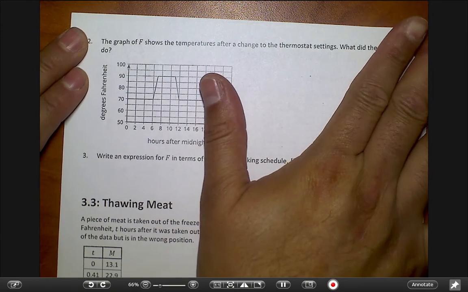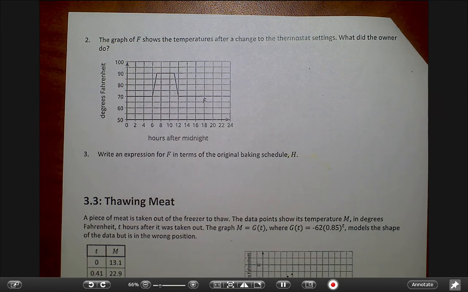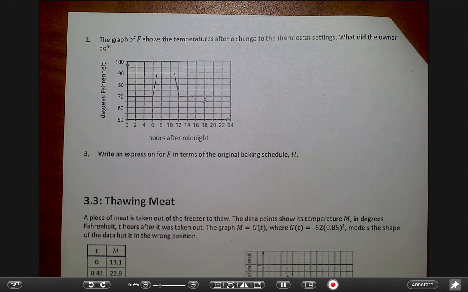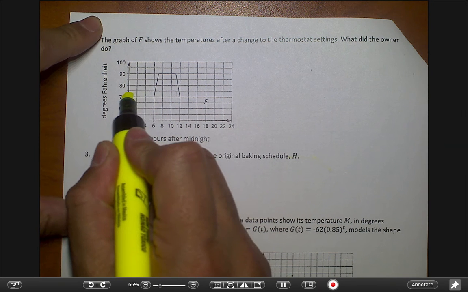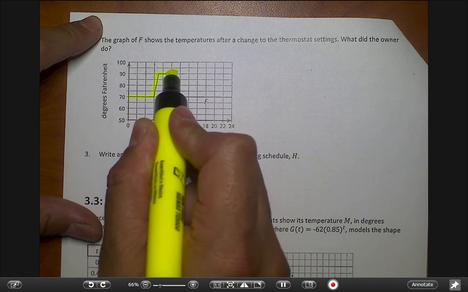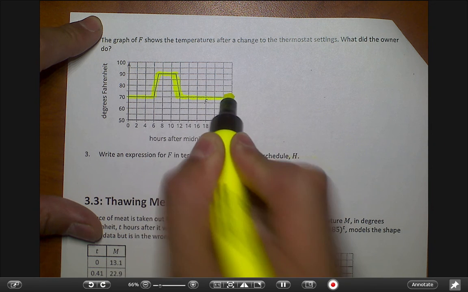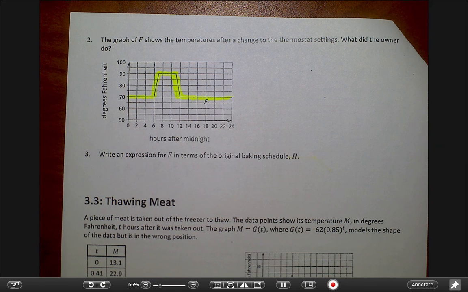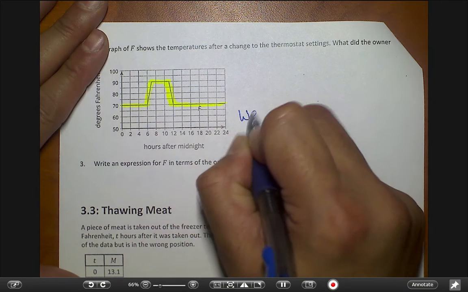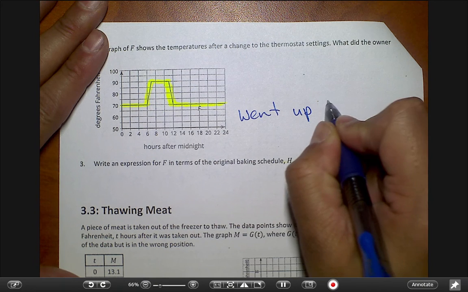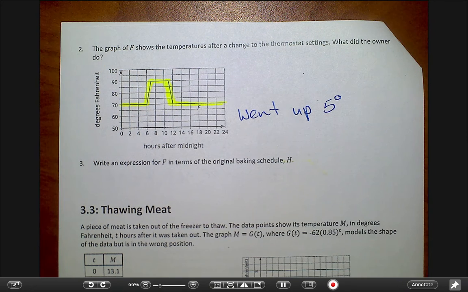So, on this one right here, the graph F shows the temperatures after a change in thermostat. What did the owner do? I'm going to trace over it. All right, what did the owner do now? He started at 70, right? And what did the temperature go to? 90. Goes up to 90, right? So what happened to the entire function? Shifted up. Yeah, so it went up, right? Up how much? 5 what? Degrees. There we go. Goes up 5 degrees.